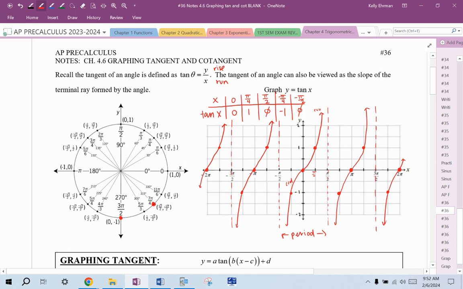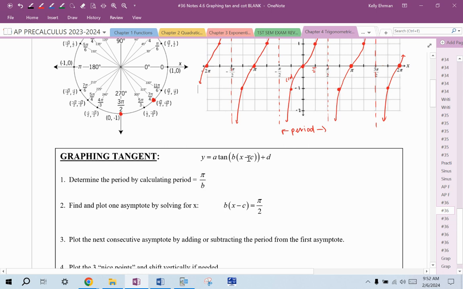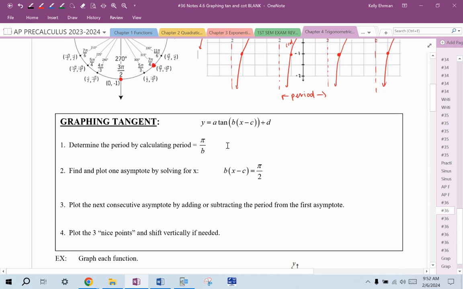So the tangent curve goes on forever and has vertical asymptotes, so we'll have some domain restrictions to talk about. When you're graphing tangent, we're not just going to do tangent x; we'll have transformations. We're not really going to think about phase shifts, or maybe we'll think about vertical shifts a little bit, but we're not going to think about phase shifts.